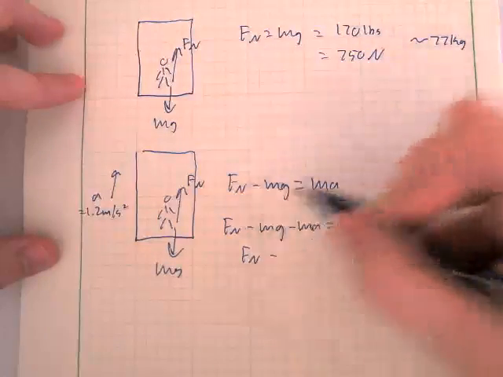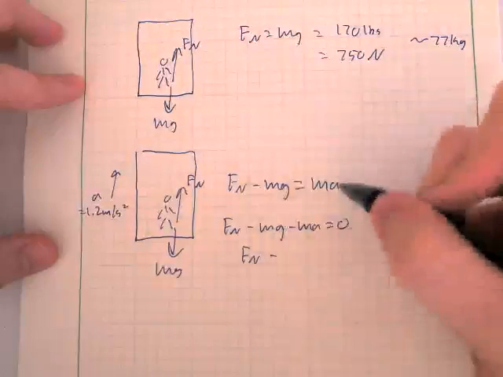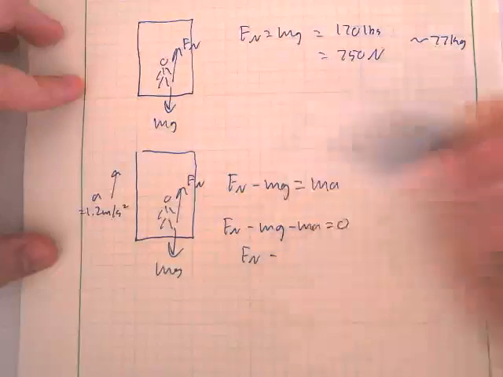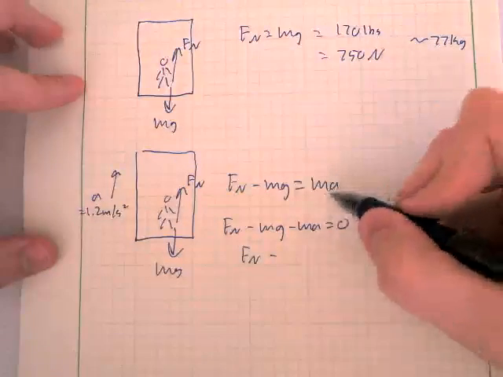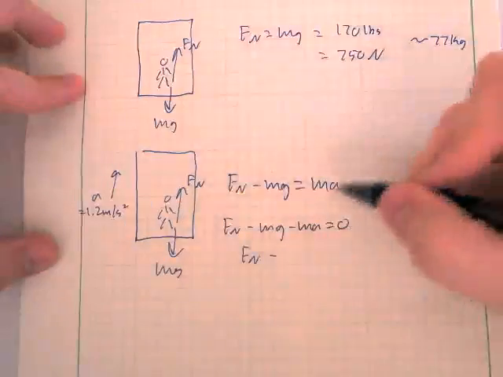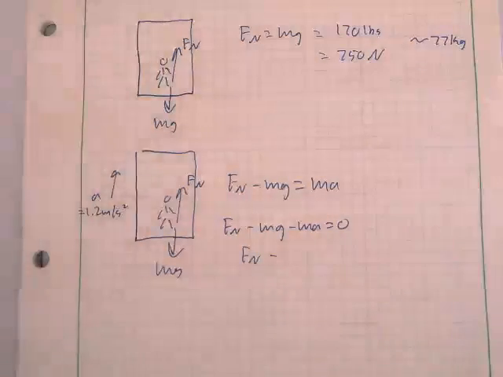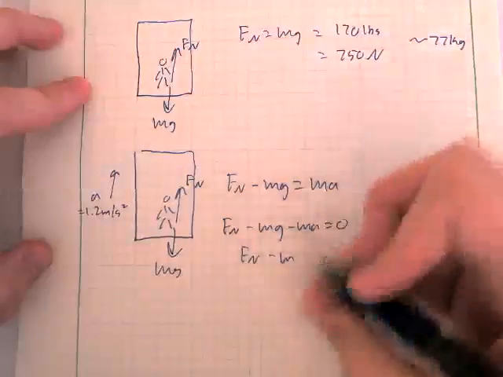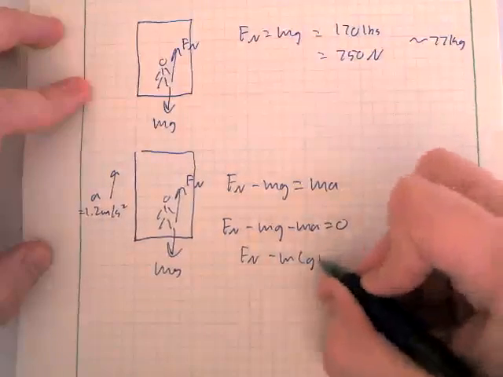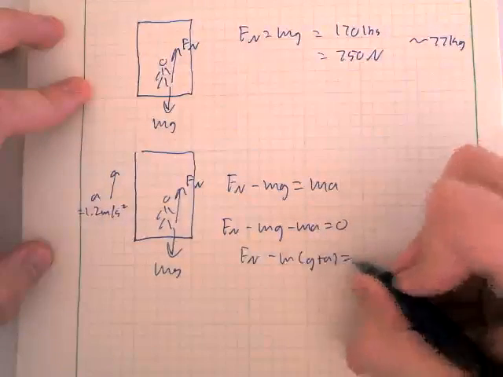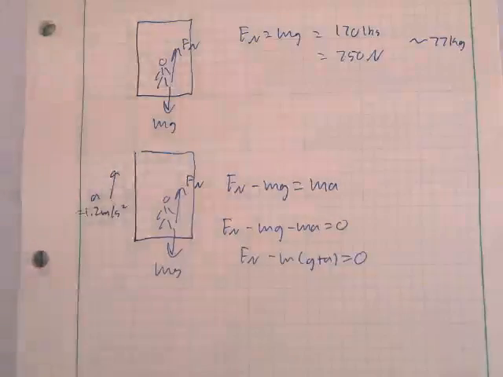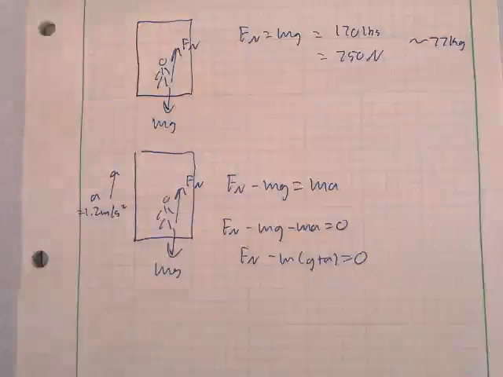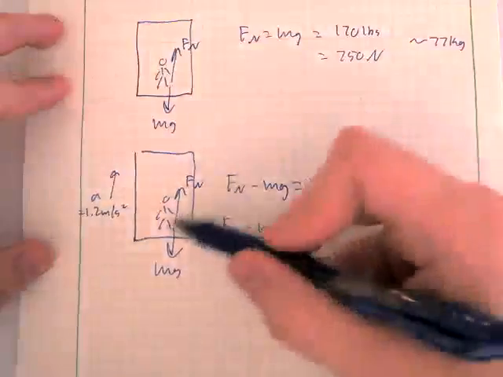This is what someone outside the elevator would see. The normal force is pushing up, gravity is pushing down, and this person in the elevator, in this case me, is accelerating straight up. So this is okay. But if we write it like this, we can imagine it from the perspective of someone inside the elevator.